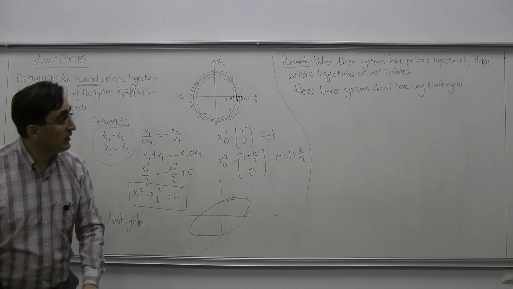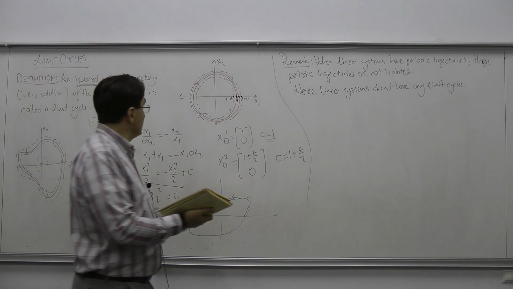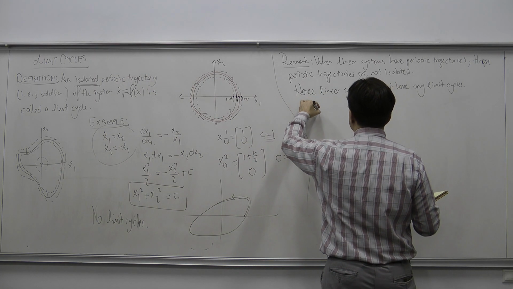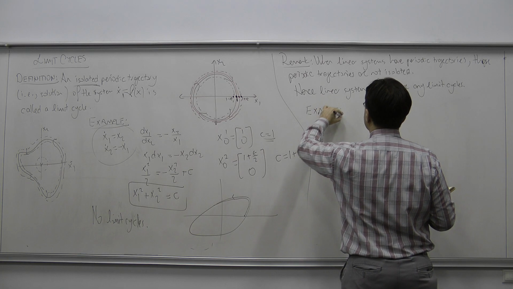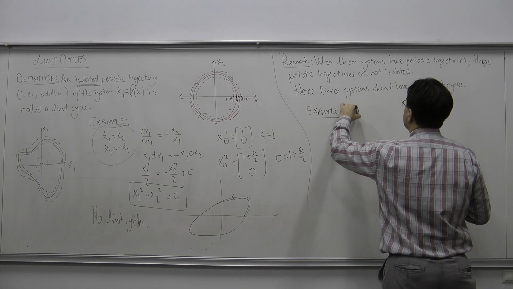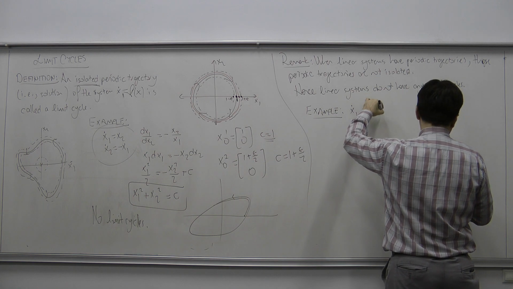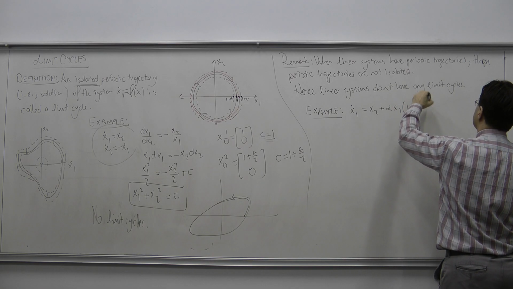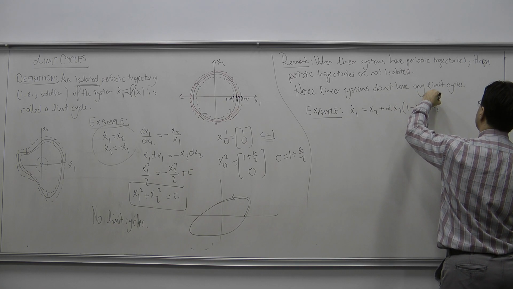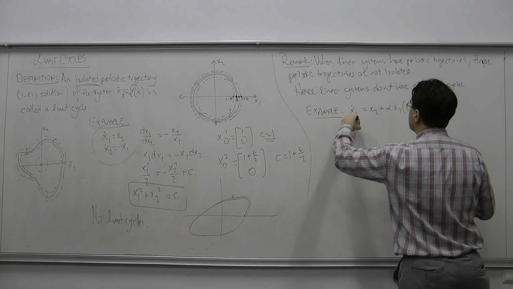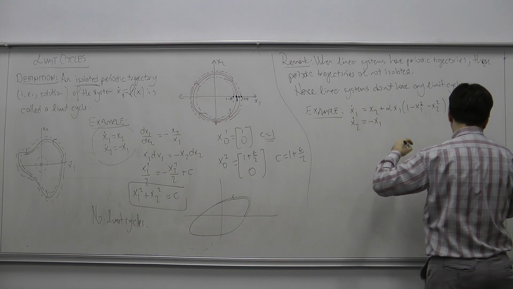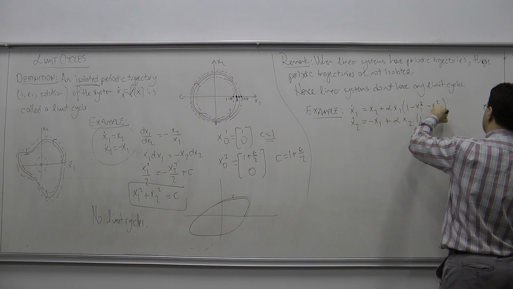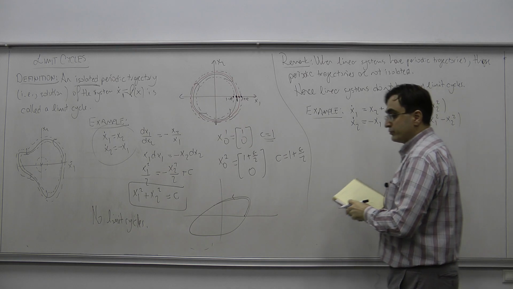So now let us try to see what can happen in a nonlinear system. I'm going to modify this system a little bit by adding some nonlinearities into it. The new example looks like this. x1 dot is equal to x2 plus alpha x1 (1 minus x1 square minus x2 square), and x2 dot is equal to minus x1 plus alpha x2 (1 minus x1 square minus x2 square).